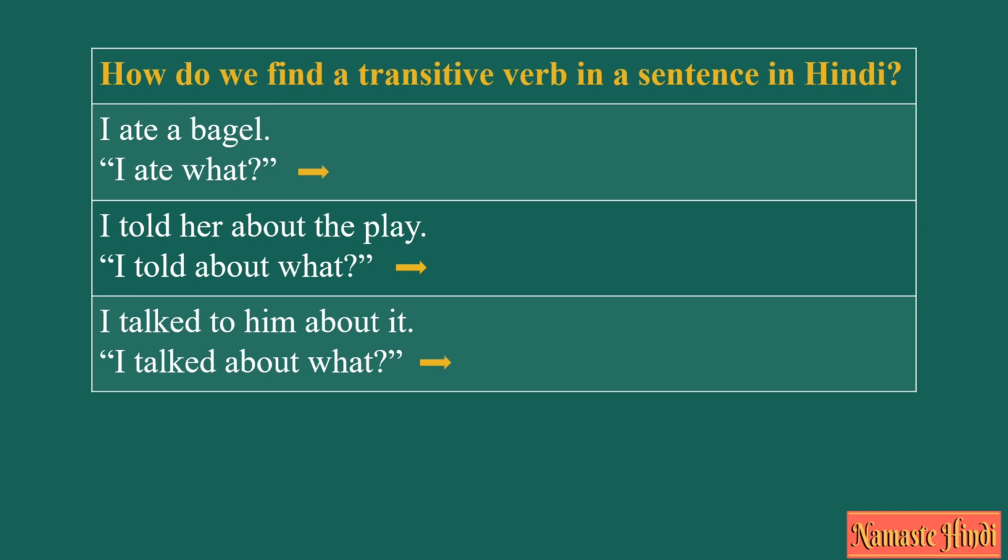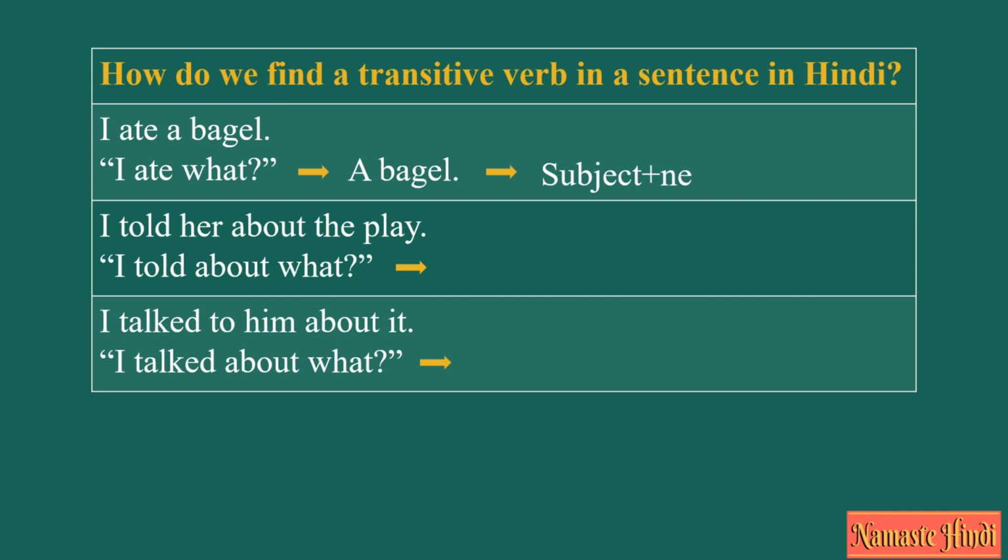For example, if the sentence is I ate a bagel, find the verb, which is ate, and ask yourself, I ate what? Here the answer to the question is clearly a bagel. That means you have a direct object in the sentence and the postposition ne must come right after the subject. Therefore, it's going to follow the transitive grammar structure.